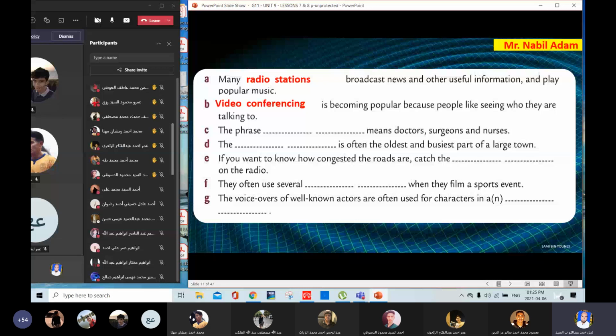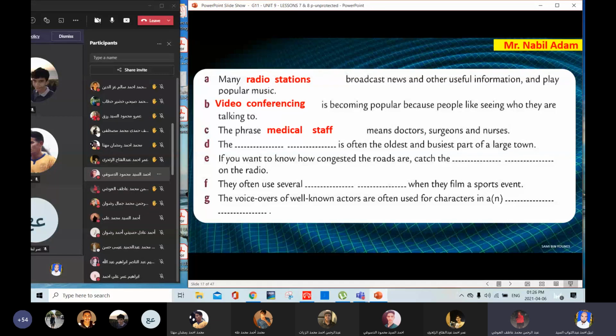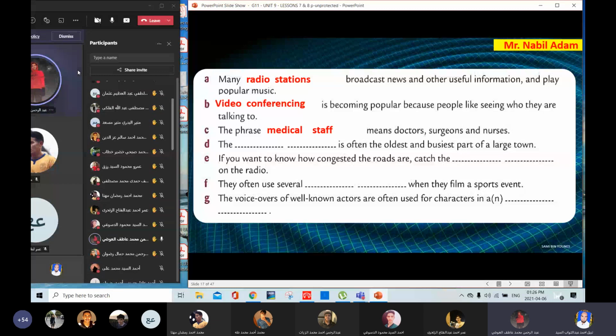Good, thank you. Muhammad Ahmed Taha. The phrase means doctors, surgeons, and nurses. Yes. Medical staff. Very good. Thank you so much. Yes, Al-Awadi. The city center is often the oldest and busiest part of a large town. The city center. Excellent. Good. Yusuf Hamdi.